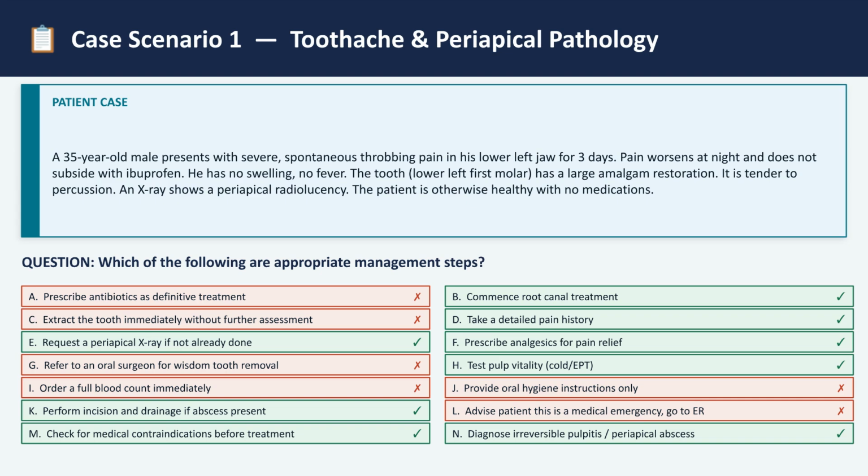Let's review the first case scenario on a patient with toothache and periapical pathology. The patient has severe throbbing pain, is tender to percussion, and an X-ray shows a periapical radiolucency. The patient is otherwise healthy. The question asks for appropriate management steps.